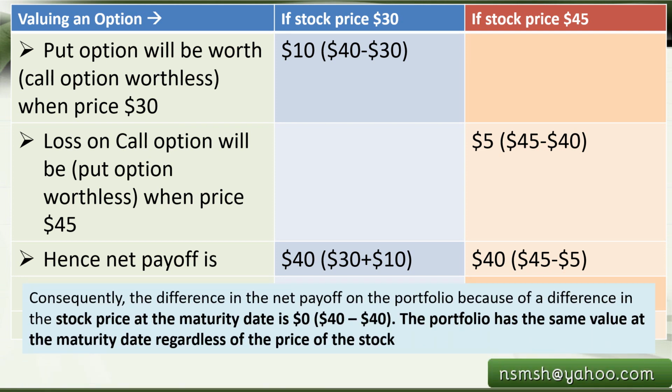Consequently, the difference in the net payoff on the portfolio because of a difference in the stock price at the maturity date is zero, on both sides. With $30 or $45, the net payoff is the same. So the portfolio has the same value at the maturity date regardless of the price of the stock.